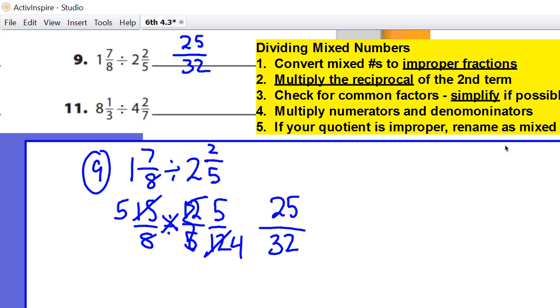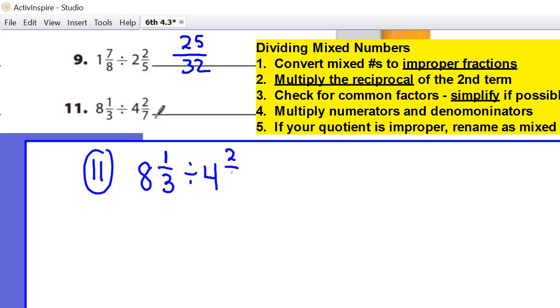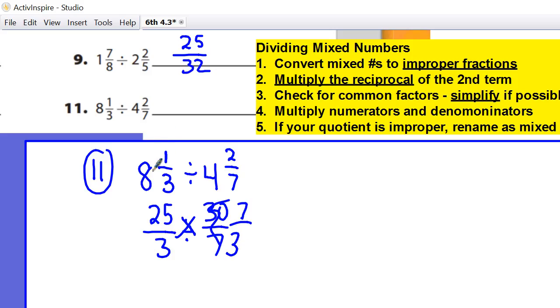Okay, number 11. 8 and 1/3 divided by 4 and 2/7. 8 and 1/3 is 8 times 3 is 24, plus 1 is 25. That's equivalent to 25/3. 4 and 2/7 is equivalent to 4 times 7 is 28, plus 2 is 30, 30/7. Second step is to multiply by the reciprocal, which is 7/30.